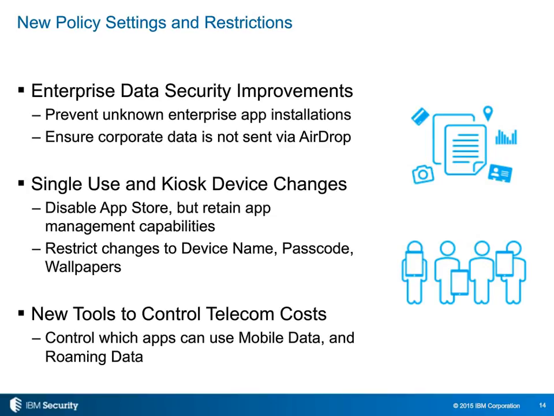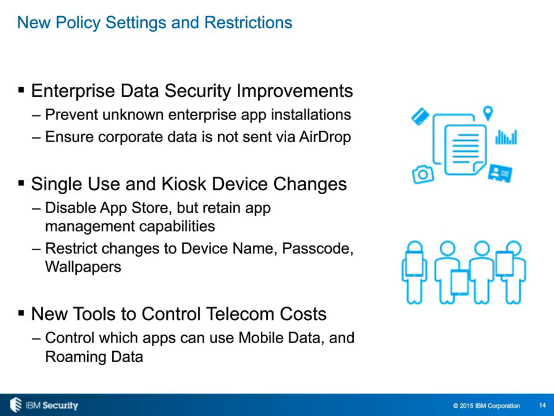The next set of options here are to really prevent the end user from changing certain aspects of the device, like the device name, the passcode, or the wallpapers on the lock screen, the home screen. If you customized those, you could do it before, but you couldn't really lock those down entirely from end users being able to modify them. And now with iOS 9, you can.